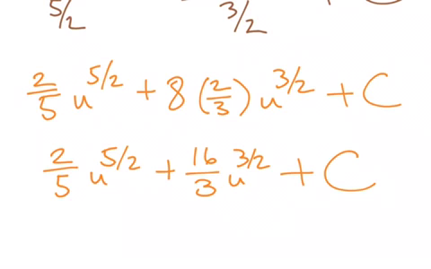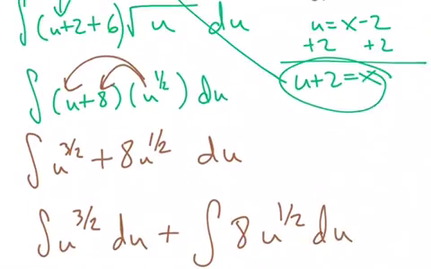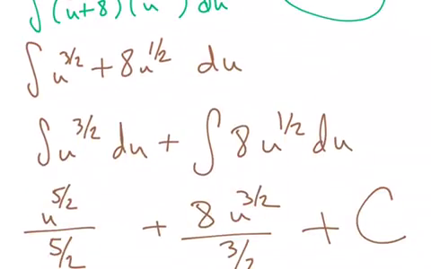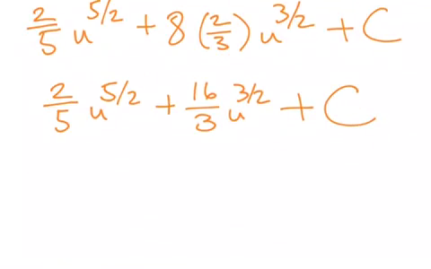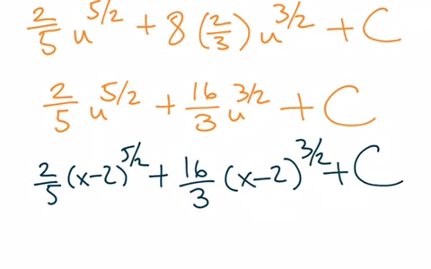And that will give me what? Well, if u is x minus 2, then we get 2/5 (x minus 2) to the 5/2 plus 16/3 (x minus 2) to the 3/2 plus c. And there we have it.